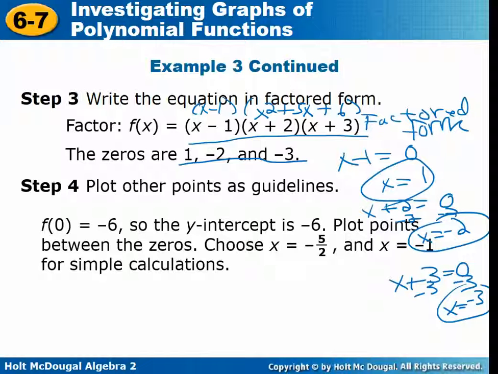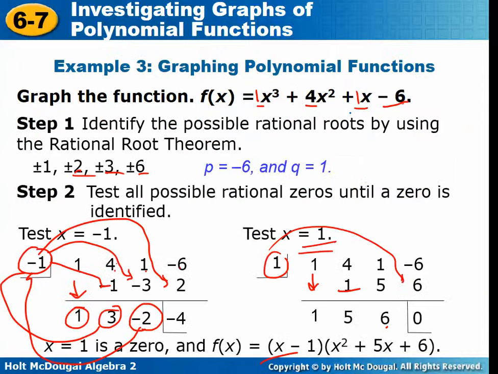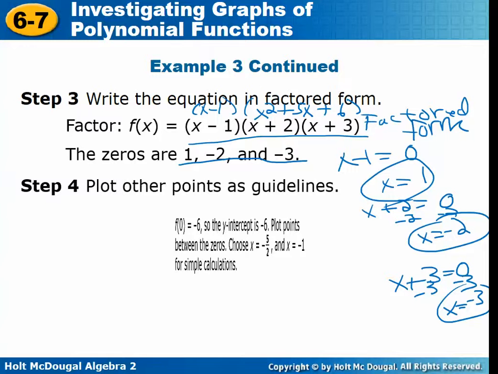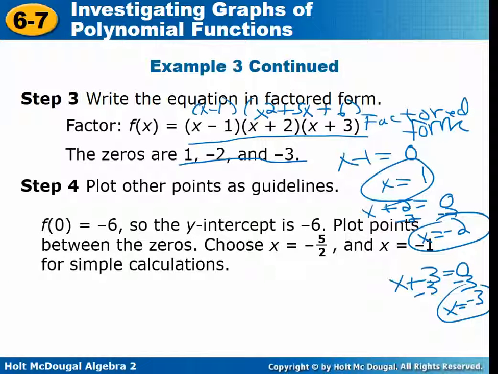Now you also want a few other points. Let's find the x and y intercepts. Well, really, we have the zeros. Those are the x-intercepts. The y-intercept is when x is 0, and that's always going to be the last number, the constant at the end, because this is 0, 0, and 0. So negative 6. So we know that it's going to cross the y-axis at negative 6.